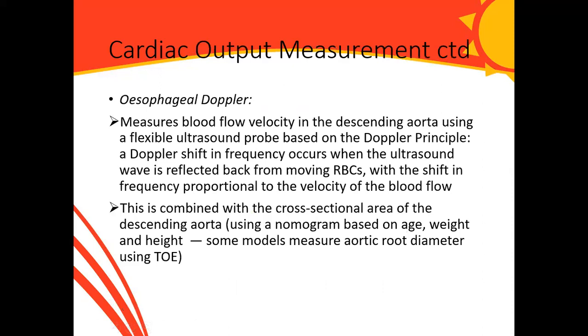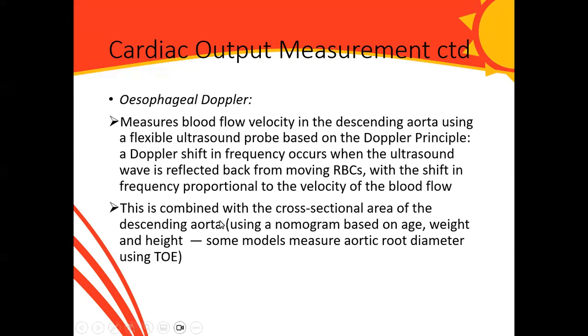Another method is the esophageal Doppler for measurement of cardiac output. This follows the Doppler principle, which states that there's a Doppler shift in frequency when an ultrasound wave is reflected back from moving red blood cells. All right, and this shift in frequency is proportional to the velocity of the blood flow. All right, we know the Doppler principle. So esophageal Doppler measures flow velocity in the descending aorta using a flexible ultrasound probe that is passed through the esophagus.